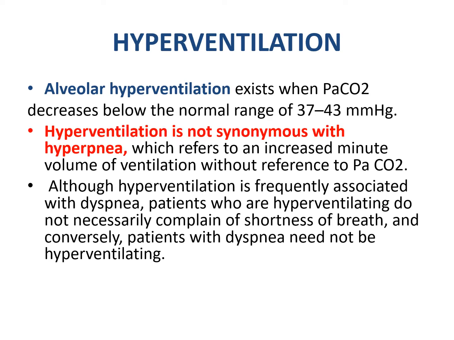Alveolar hyperventilation exists when the partial pressure of CO2 decreases below the normal range of 37 to 43 mm mercury. Hyperventilation is not synonymous with hyperpnea, which refers to an increased minute volume of ventilation without reference to the PCO2, partial pressure of CO2. Although hyperventilation is frequently associated with dyspnea, patients who are hyperventilating do not necessarily complain of shortness of breath, and conversely, patients with dyspnea need not be hyperventilating.